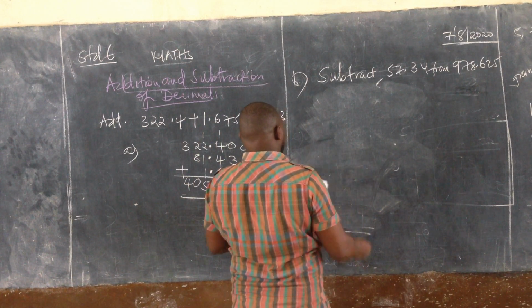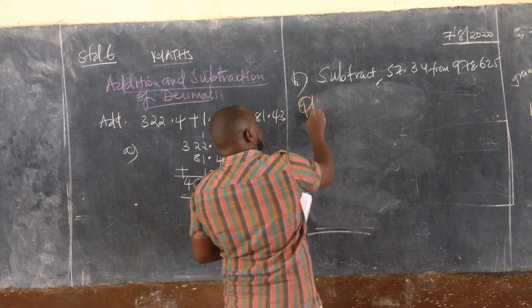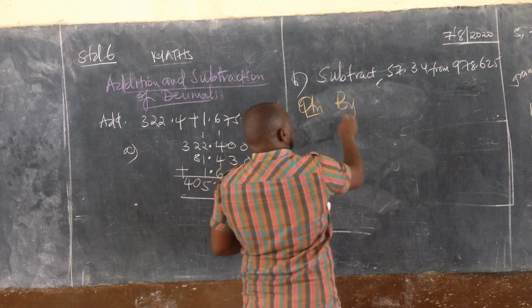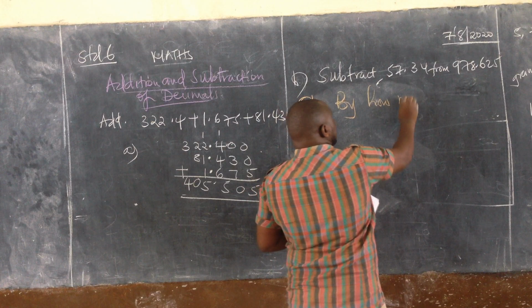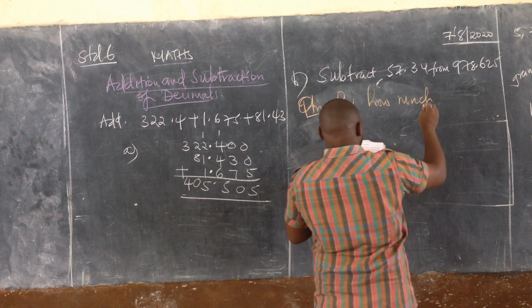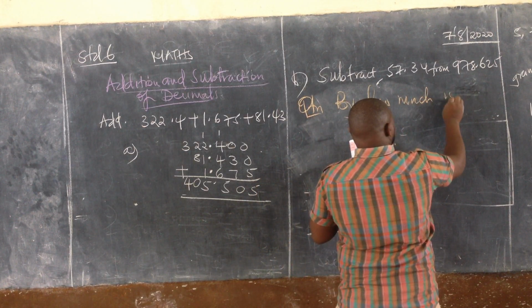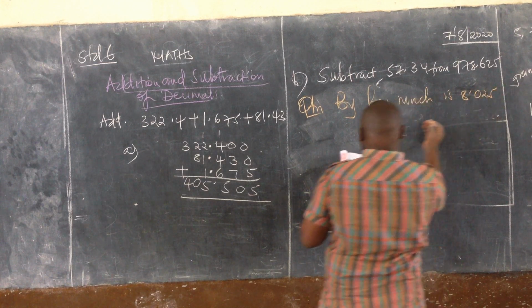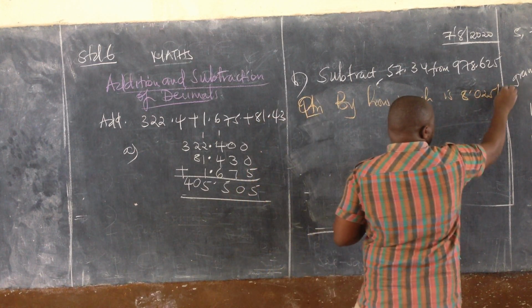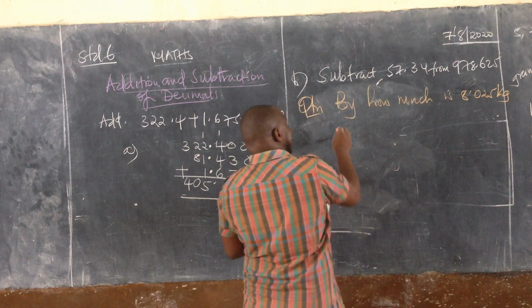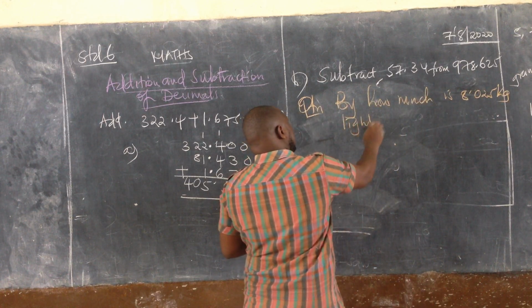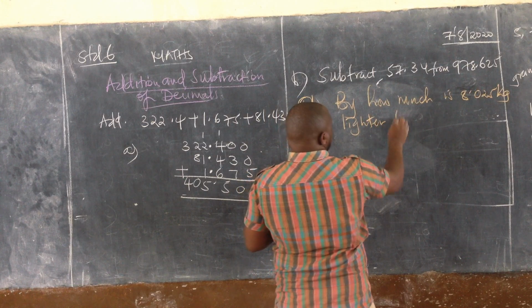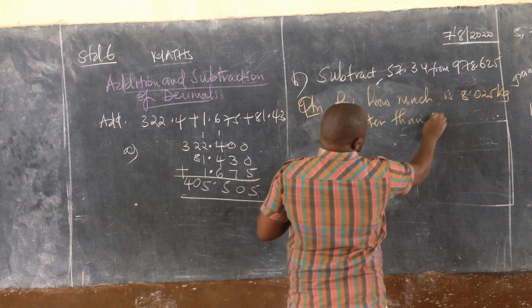The question is, by how much is 8.025 kg lighter than 8.05?